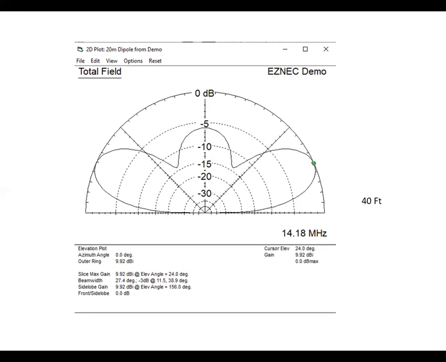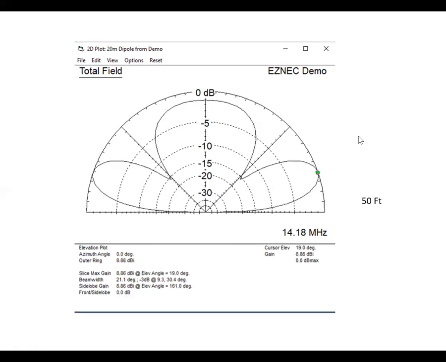And then if we go to 40 feet, which is over half a wavelength, then we start getting some of the energy going back up vertically, but we're getting flatter lobes, lower angle lobes, which is better for propagation. So this is a good direction to go if we're wanting distance propagation.